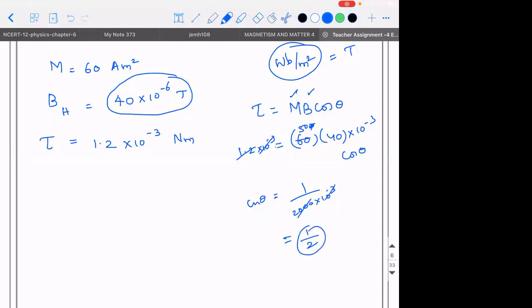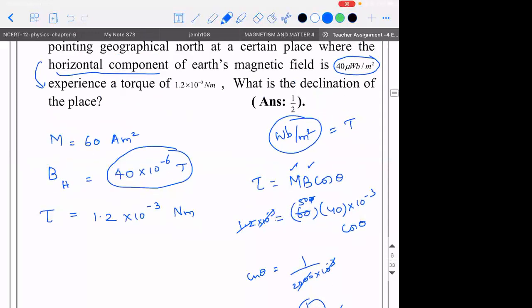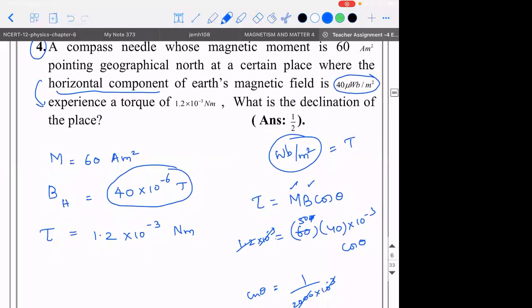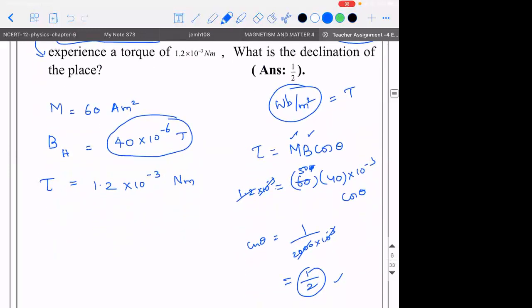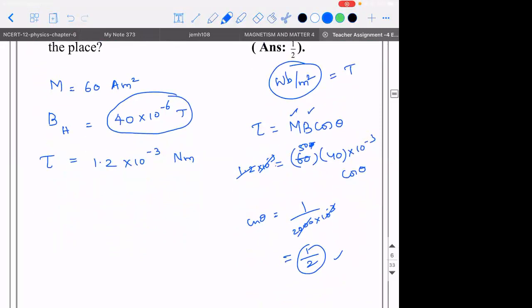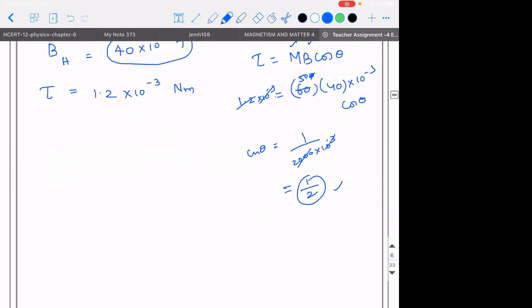So they are asking what is cos delta equal to? Cos delta will be asked. And the angle of dip at that particular location will be 60 degrees. Okay, please make a note of it.